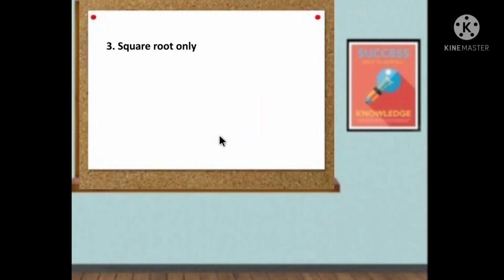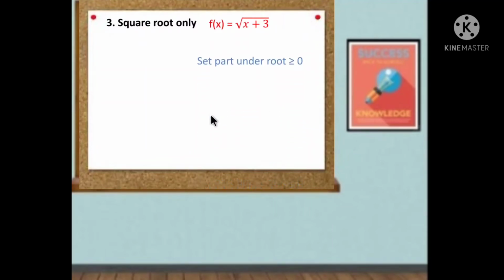Next, number 3, square root only. F of x is equal to square root of x plus 3. Ang sabi daw dito, set part under root greater than or equal to 0. In short, yung expression na nasa loob ng radical, which is x plus 3, ilalagay lang daw natin greater than or equal to 0. Palagi. Okay? Then, itatranspose natin yung 3. Okay? Lipat natin to the right. Magiging negative 3. So, x is greater than or equal to negative 3.